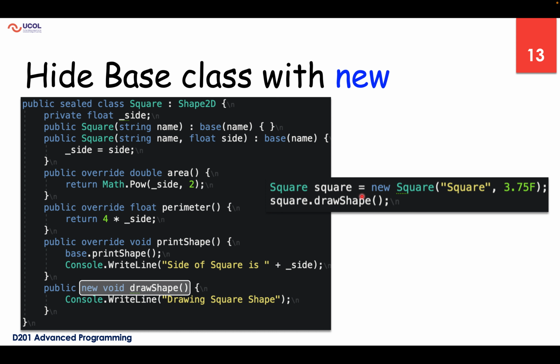So again, if we create an object of the square class, and then we assign it to a reference variable of the square class itself, then when we say square.draw shape, it actually calls this particular specific method rather than the base class method.